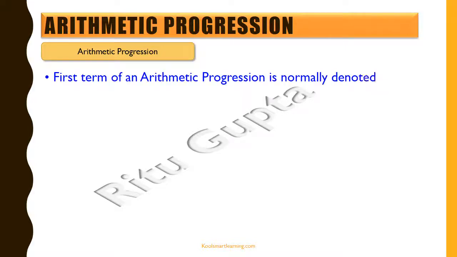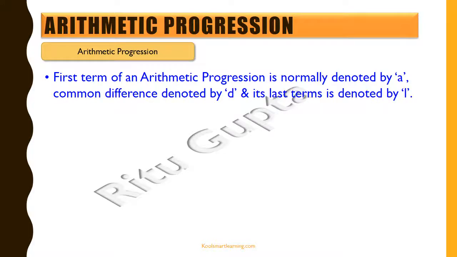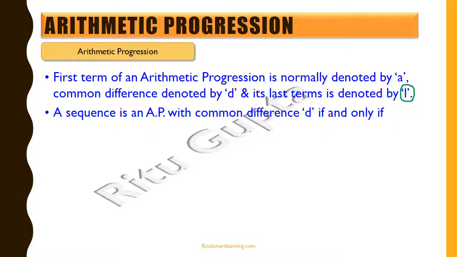The first term of an arithmetic progression is normally denoted by a, the common difference is denoted by d, and the last term is denoted by L. We are talking about an AP which has a fixed number of terms, so the last term will be denoted by L. A sequence is an AP with the common difference d if and only if an plus 1 minus an is equal to d for all values of n, which is 1, 2, 3, 4, and so on. Because if we put n equal to 1, we get a2 minus a1. That means starting from the difference between the first and the second term, this condition has to be met, and then only the sequence would be an AP.